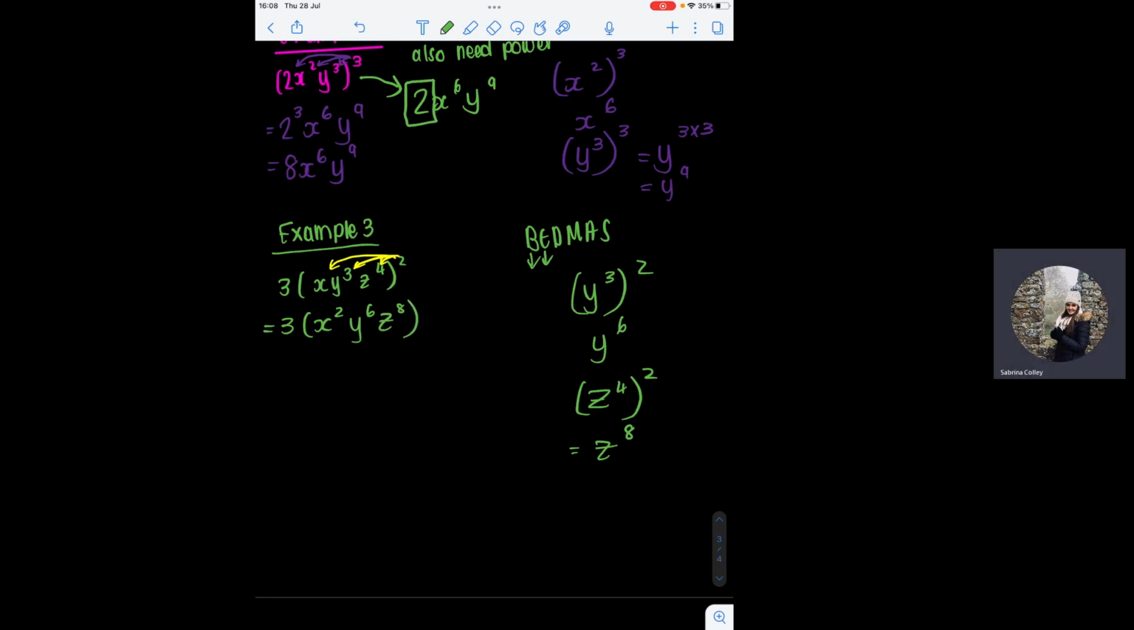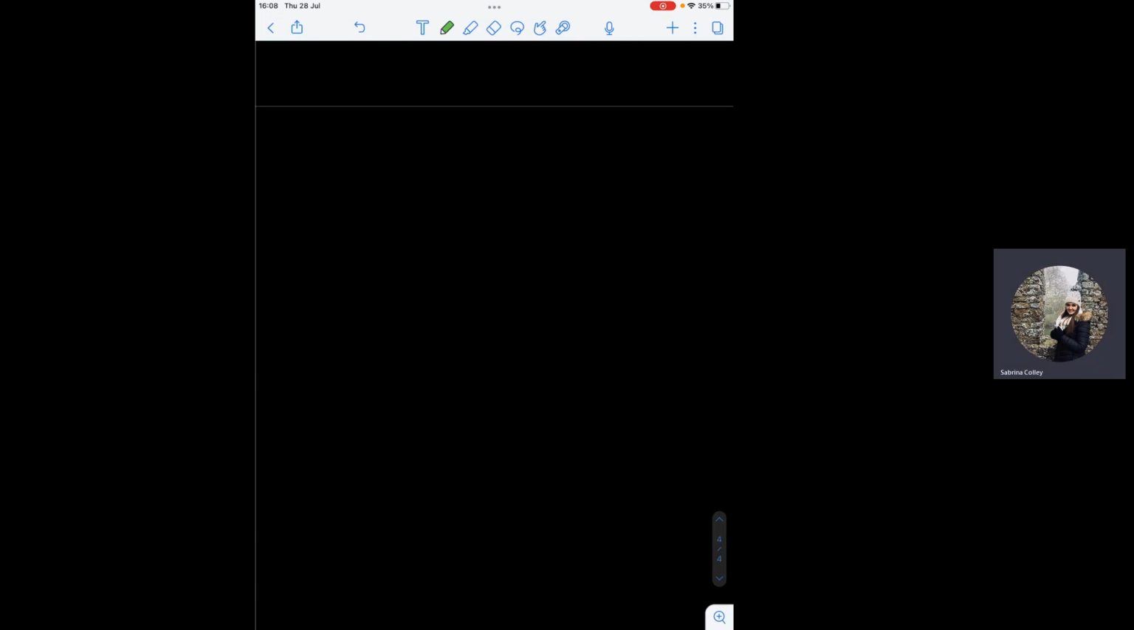Okay, and now I can multiply. So this 3, because it's a monomial inside this bracket, it will just be 3x squared y to the 6 z to the 8. Okay, let's do one with a negative coefficient. So let's have a look.